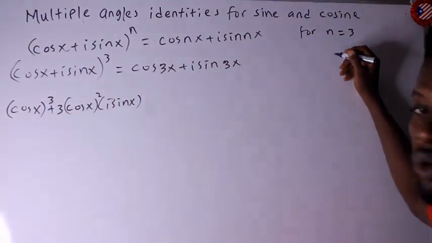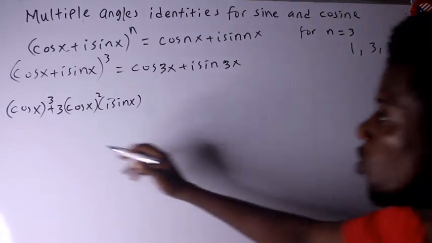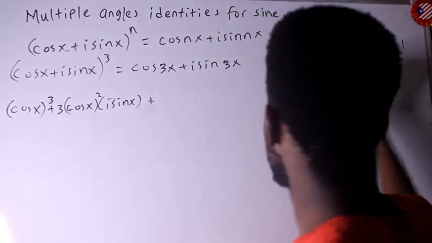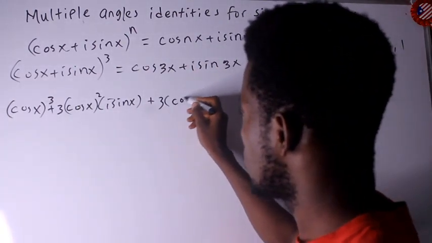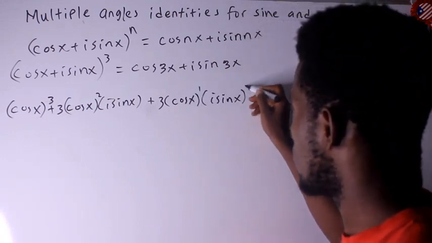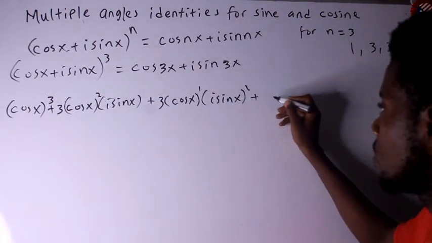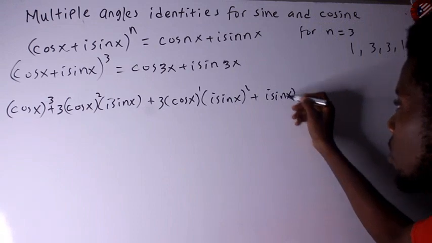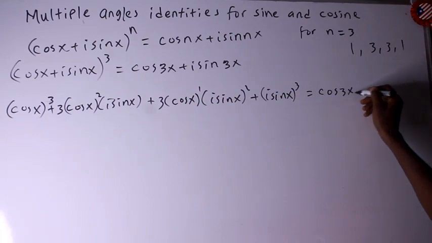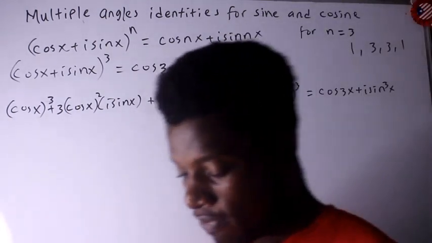For those of you who do not understand what we are doing, 1, 3, 3, 1, so that's what I'm using. The coefficient is 1, the coefficient is 3, and then you have another 3. So that's 3 times cos x raised to the power of 1, and then i sine x all squared, plus 1. The last expression will be i sine x all cubed, and this will be equal to cos 3x plus i sine 3x.